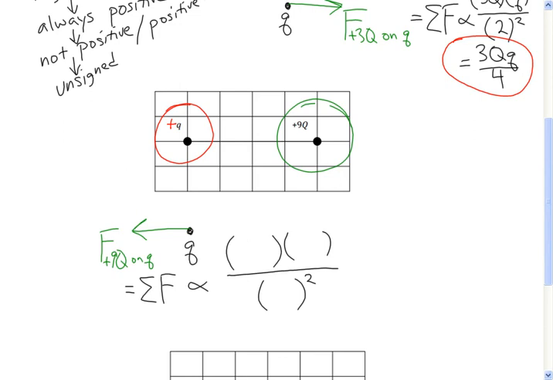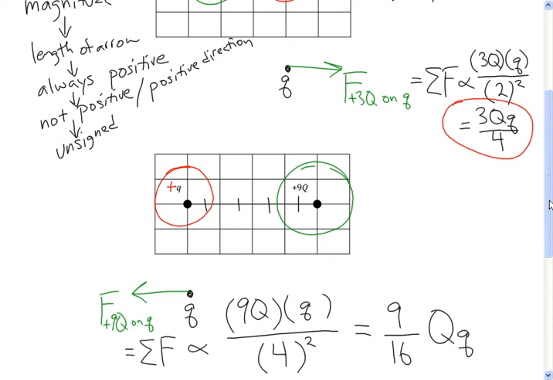What's one charge? 9q. What's the other charge? Little q. What's the distance between them? 1, 2, 3, 4. So that quantity comes out to be equal to 9/16 big Q, little q. So let's compare now the first two. Which force has a larger magnitude?